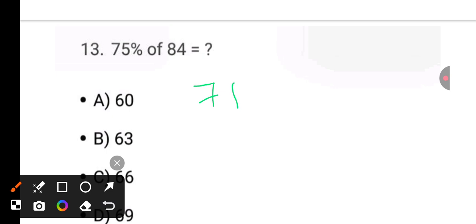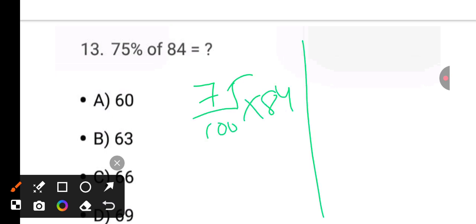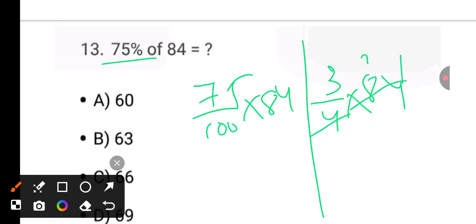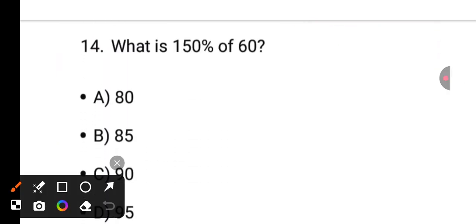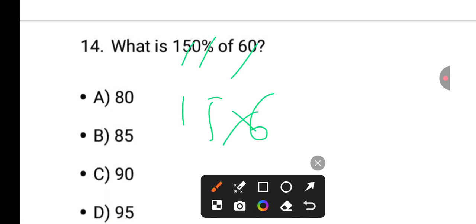See, the basic method is 75 by 100 into 84. That is the basic method. In shortcut, how to do? 75% value is 3 by 4. 3 by 4 into 84. It is 63. 63 is the answer. Next, 15% of 600. Again see here, percentage 2 gets cancelled. 15 into 6. It is 90.